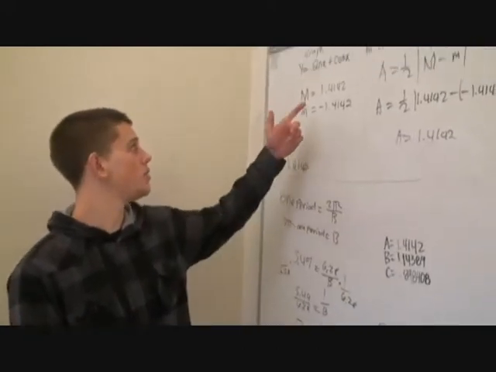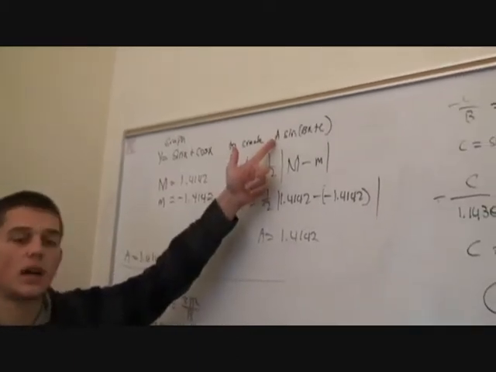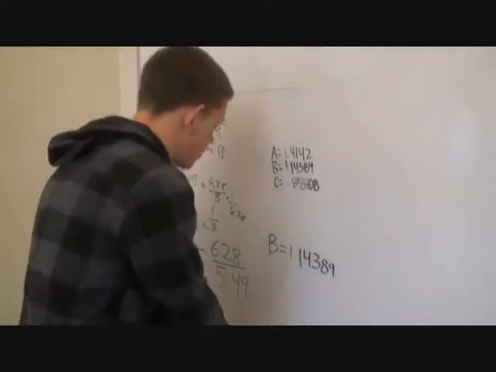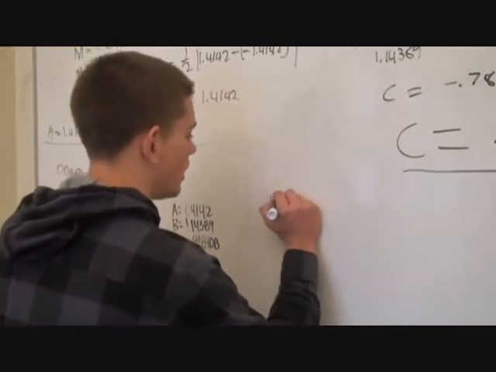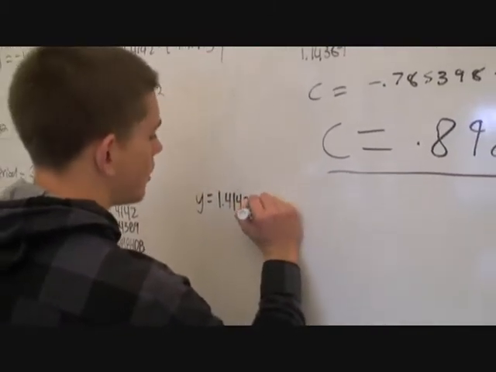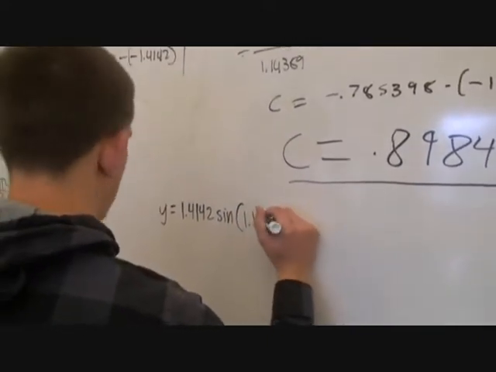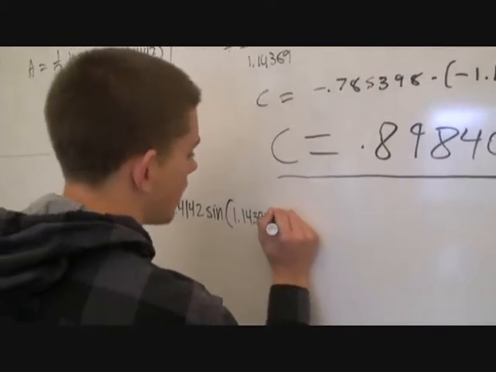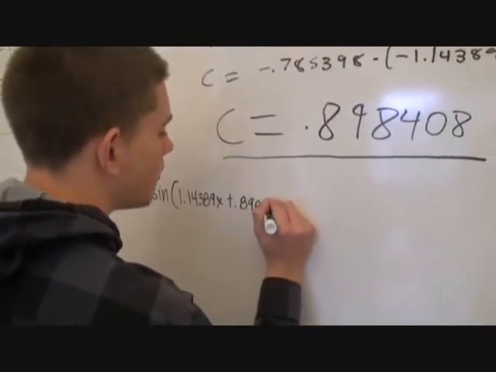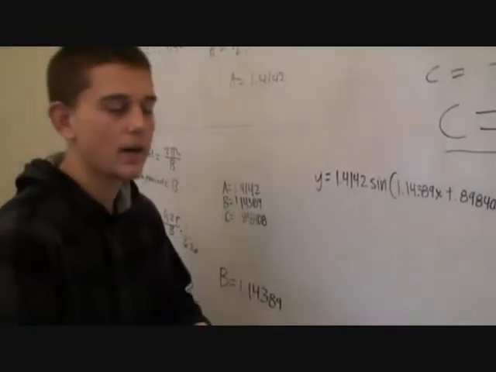So now we're going to compare the two graphs of y equals sine x plus cosine x and y equals a sine times bx plus c with the three values that we found already. So the equation is going to be y equals 1.4142 sine times 1.14389x plus 0.898408. And now we're going to plug this into the calculator and compare the graphs.